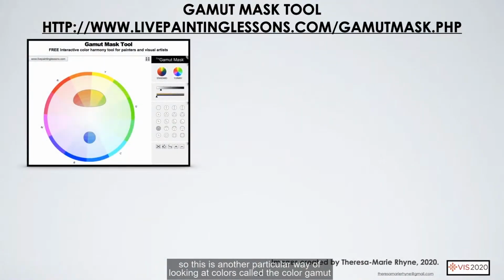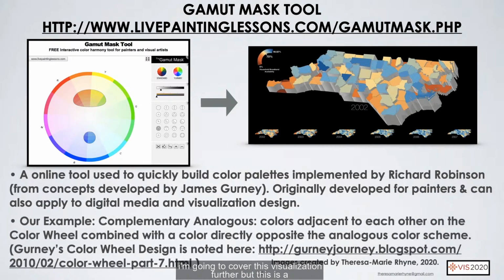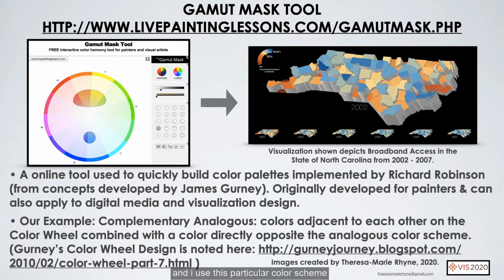So this is another particular way of looking at color. It's called the Color Gamut Mask tool. It was developed by artists. Imagine plein air painters out there with their palette of paints. They don't want to look at the whole range of the color spectrum. It's kind of overwhelming, so they mask off their colors. And this is what you're doing. You're masking off here to create this. I show you how you can mask off these particular colors and create a visualization with this. I'm going to cover this visualization further, but this is a visualization of broadband network in the state of North Carolina, and who has it and who doesn't. I used this particular color scheme.